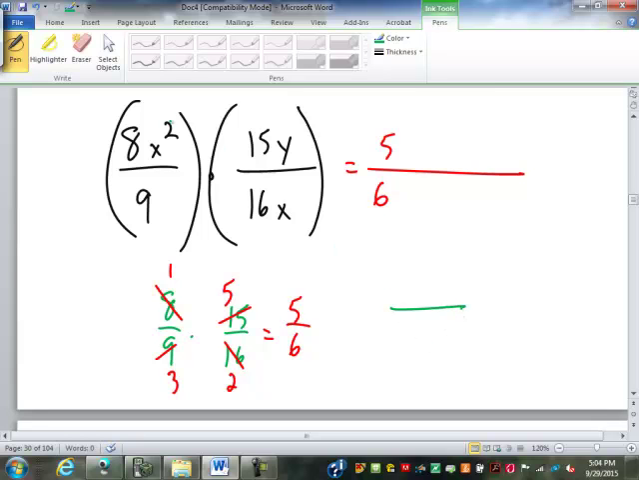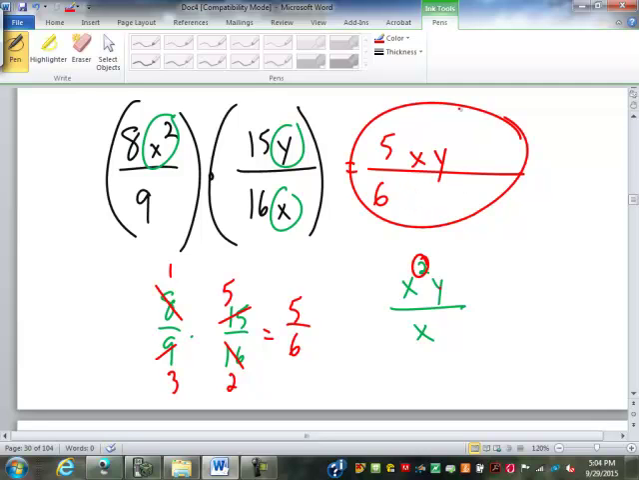For the variables, on top I have x squared and y. On bottom I just have x. So now it's just simplifying the fraction. X is going to be on top because the higher power was on top. 2 minus 1 is 1, so it's x to the 1, or just x. Y, there's nothing to cancel with, so the y is just on top. So it's 5xy over 6. We're going to have subtraction and division with those as well. Works pretty much the same.